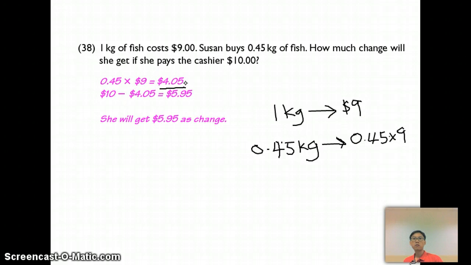So this 4.05 is the amount that she bought. So she pays the cashier $10, so therefore 10 minus 4.05 will give you 5.95. So that's the change that she gets.